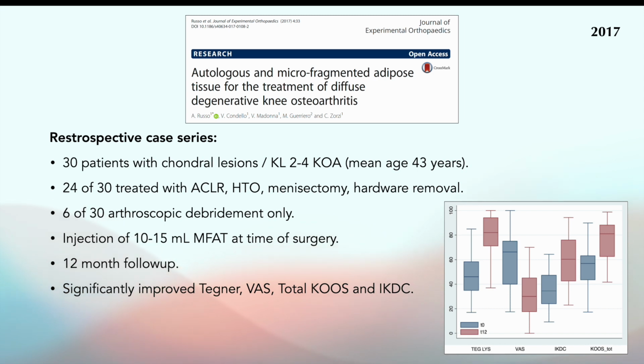Russo published in 2017, 30 patients who had undergone various orthopedic procedures, including ACL reconstruction, high tibial osteotomy, meniscectomy, or other arthroscopic debridement, for example. And this was treated at the same time with a single injection of MFAT. And they basically showed that at 12-month follow-up, there were good outcomes and good safety.